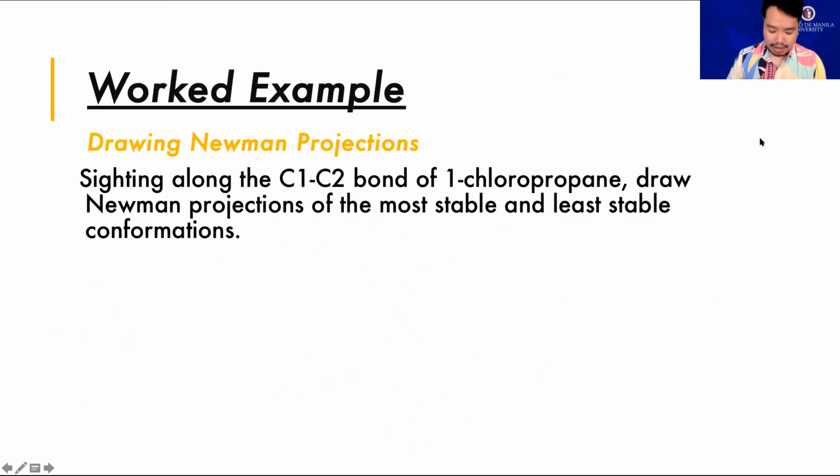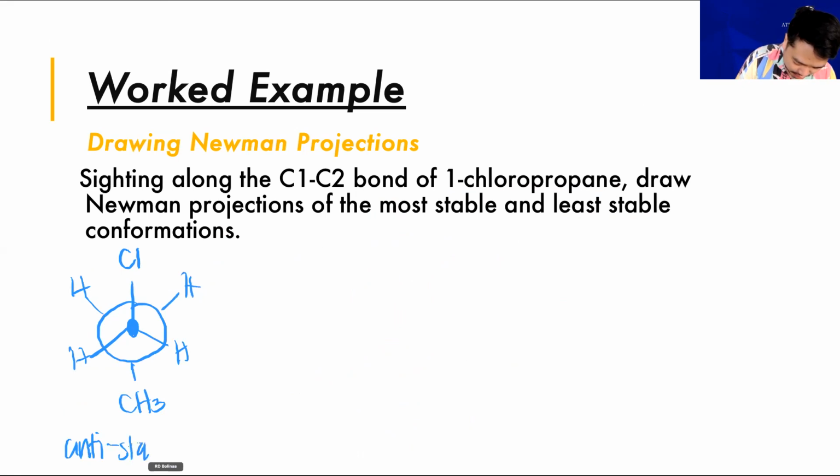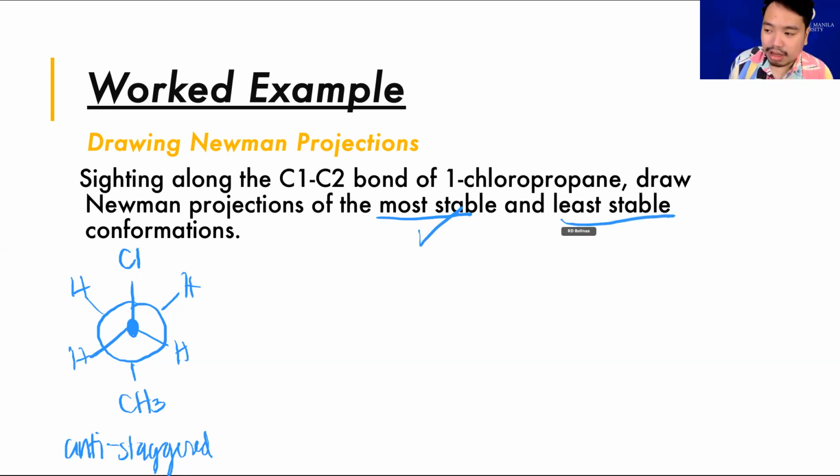Now, once you have that, let's just redraw your answer. We had our chlorine there. This was everyone's first answer. This is the anti-staggered. So we drew the most stable. What about the next part? Draw the least stable form.